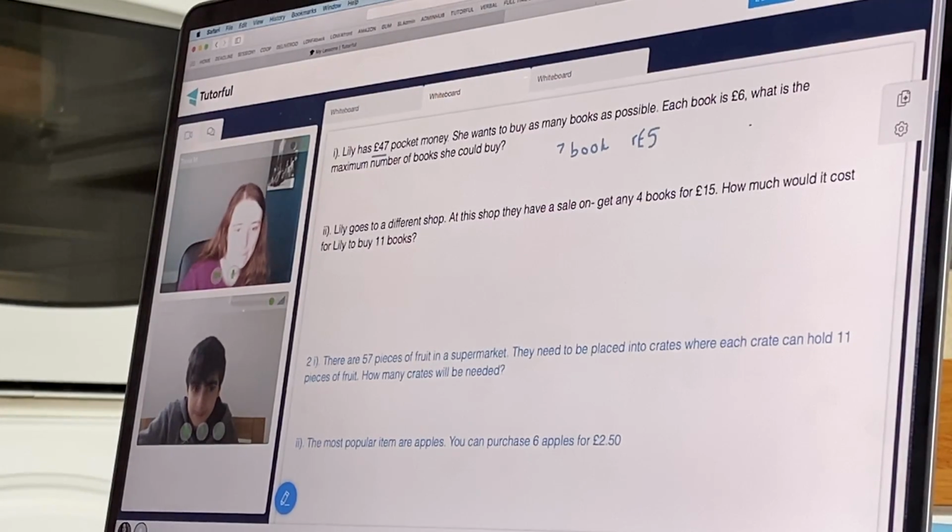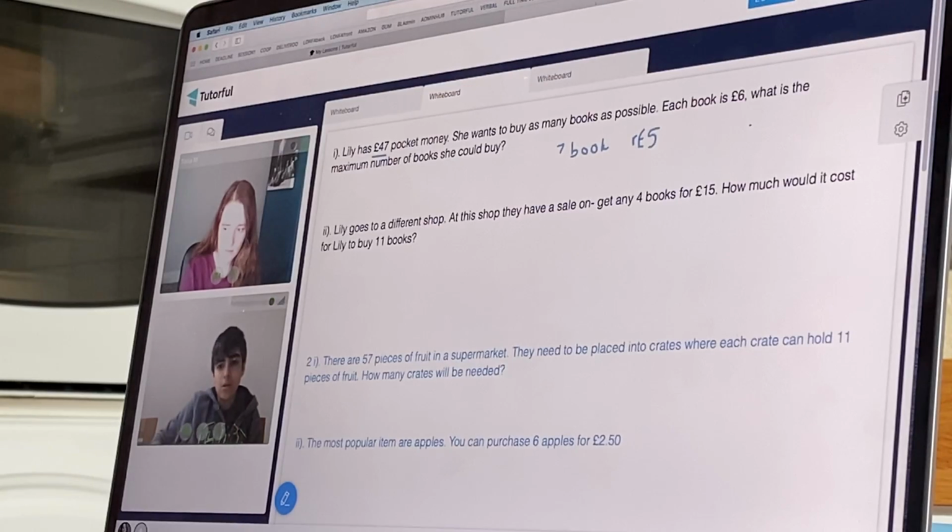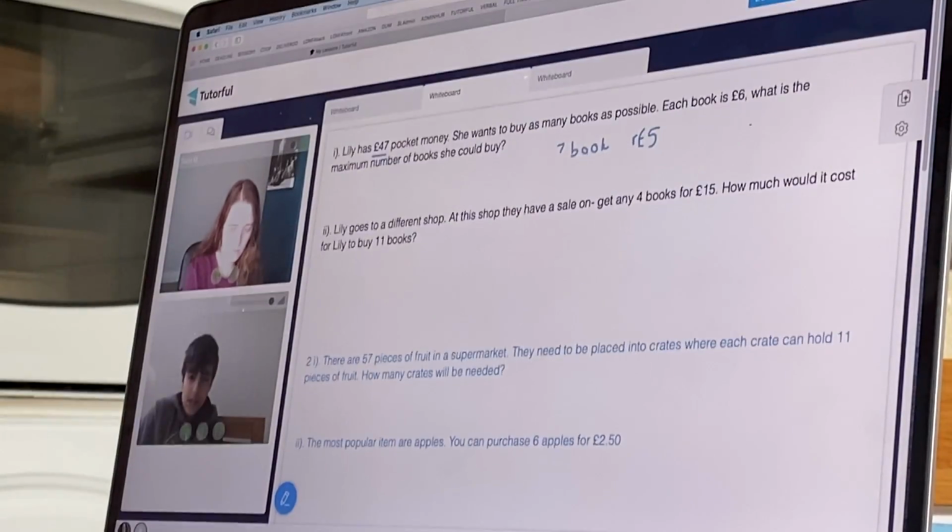That's £5 left. Okay, so she goes to a different bookshop. At this shop, they have a sale on: buy 4 books for £15. How much would it cost if she wanted to buy 11 books? 15 for 4, 11 books. 4 times 11. 15 times 11.